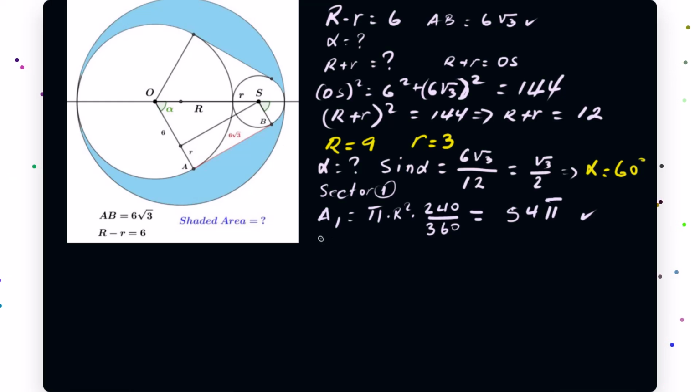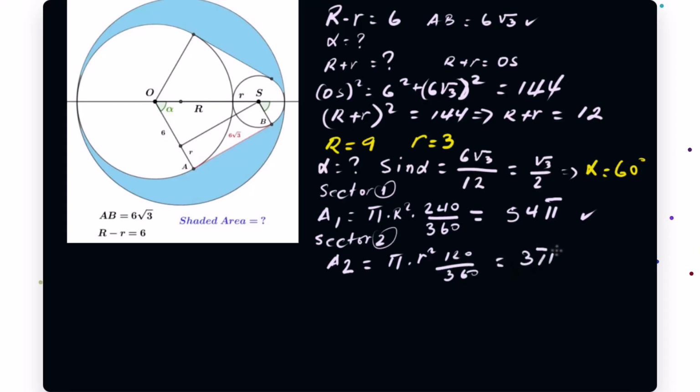If we simplify, we find it's equal to 54 pi, sorry. Okay, and we have that, and we go back and find the second sector we talked about, the other one on the right side here, the small circle. So A2 is equal to pi times the small radius, 3 squared, times 120 over 360. That will give us 3 pi if we simplify. So we have all that. Now we have these two sectors.